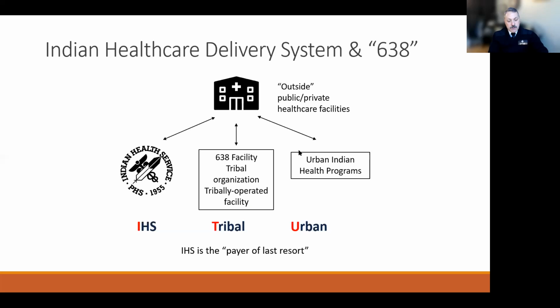Public Law 638 creates the basis for the current structure of the Indian healthcare delivery system. And the system has 3 main components: clinical programs and services that are operated directly by the IHS, clinical programs that are tribally operated, and urban Indian health programs. And together we refer to these with the acronym ITU.